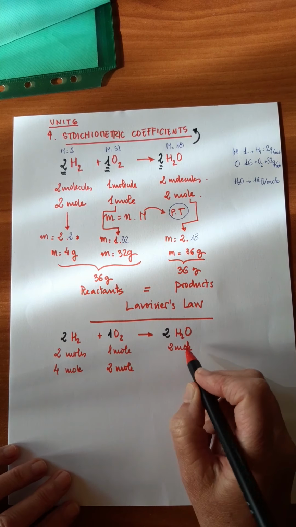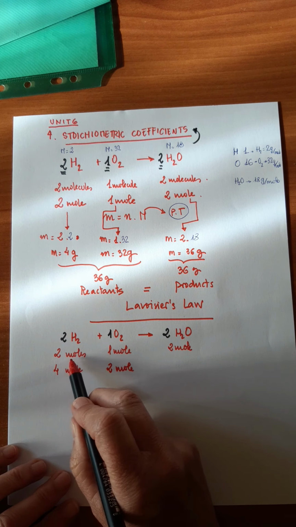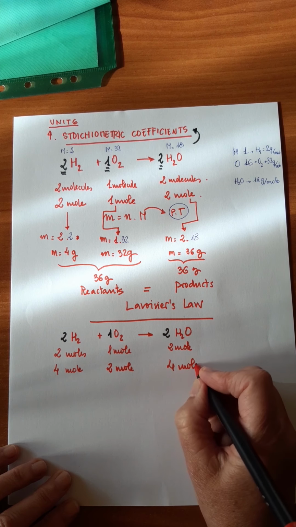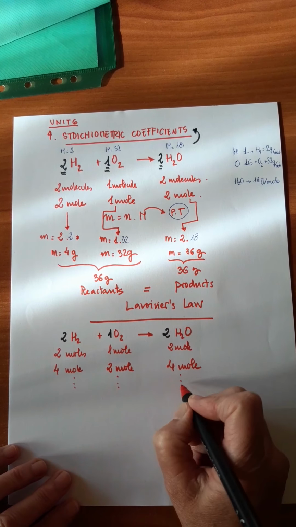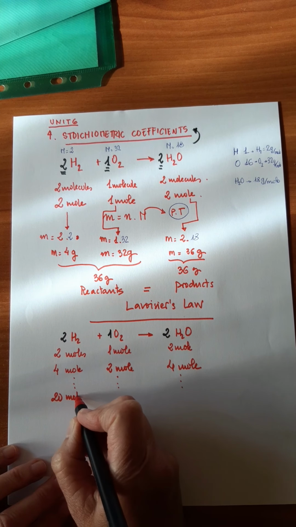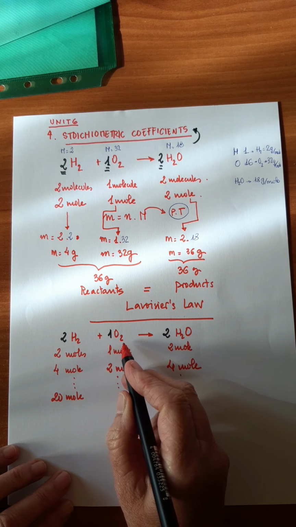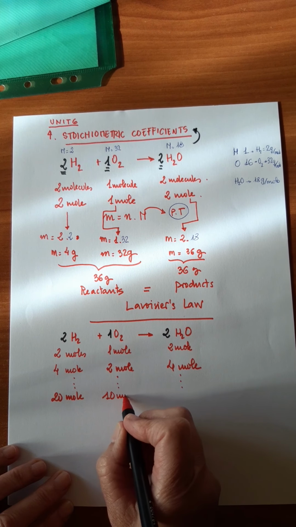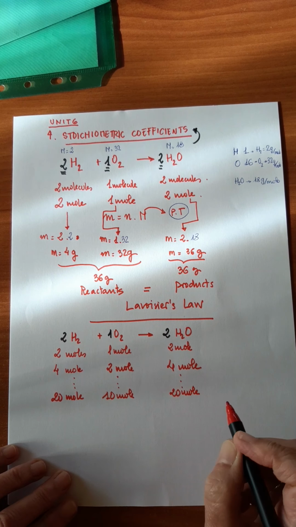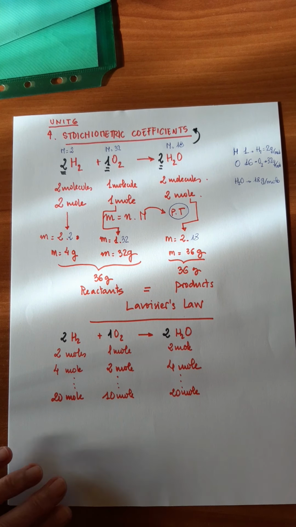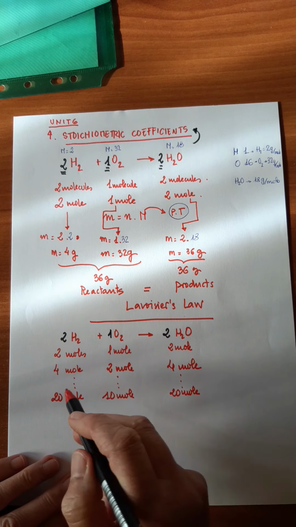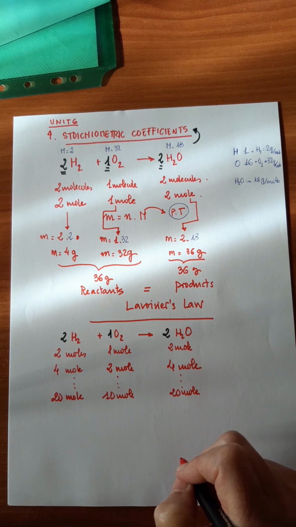Well, with 2 hydrogen moles we get 2, with 4, 4. And we can do the same with all the numbers. Imagine I write here 20 moles of hydrogen react with 10 moles of oxygen and we get 20 moles of water. So the proportion is always the same. And we will use this proportion to solve examples.